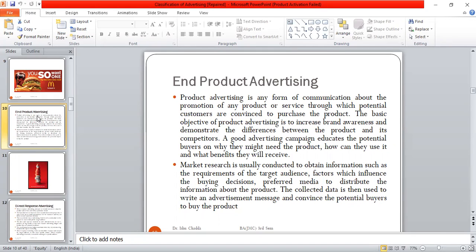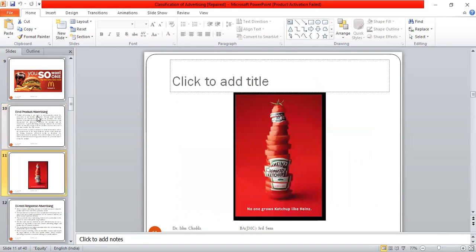See, this is an ad of Heinz. Heinz is basically stating here that they are using very good tomatoes. See, this local. No one grows ketchup like Heinz. They are using a very good kind of tomatoes, and they're trying to convey that in this particular ad.